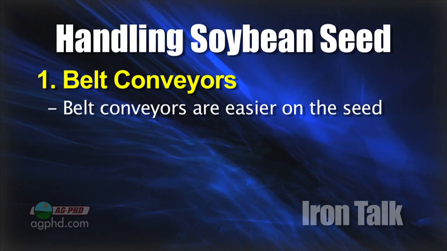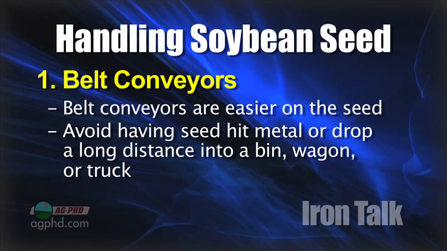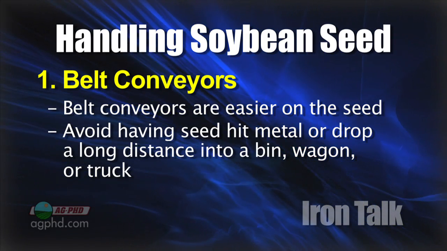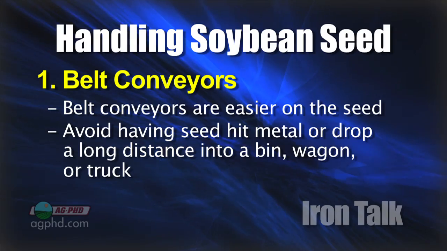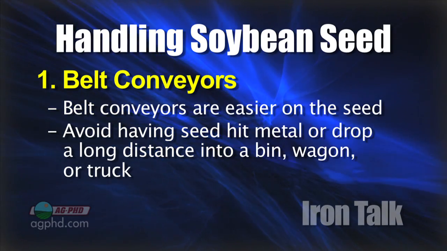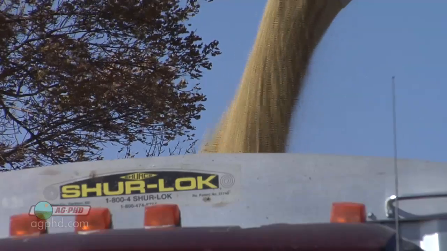Belt conveyors are much more gentle on the seed than augers or even vacs. You just have to be careful to load them so they don't hit a metal piece at the end of the auger or drop a long distance into a bin, wagon, or truck. If soybeans can land on a pile of other soybeans and drop no more than a foot or two, you'll end up with much less breakage and internal damage to the seed.